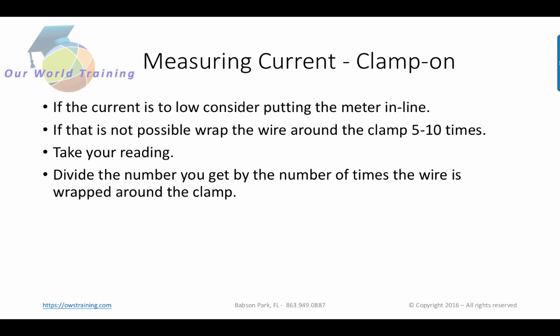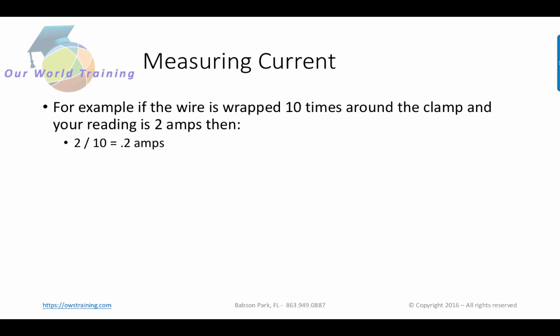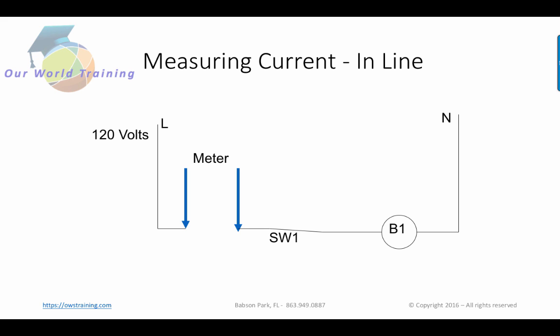If the current is too low to measure properly, consider putting the meter in line. And if that's not possible, wrap the wire around the clamp 5 to 10 times. Take your reading. Divide the number you get by the number of times the wire is wrapped around the clamp. For example, if a wire is wrapped 10 times around the clamp and your reading is 2 amps, then 2 divided by 10 is 0.2 amps. So again, you can wrap that wire around the meter clamp if you have enough wire, or put a small piece in to replace.